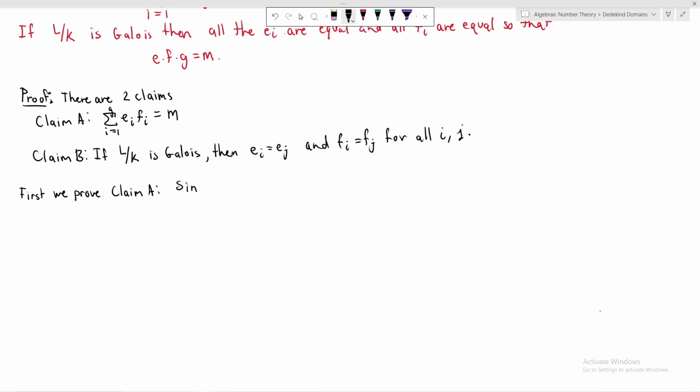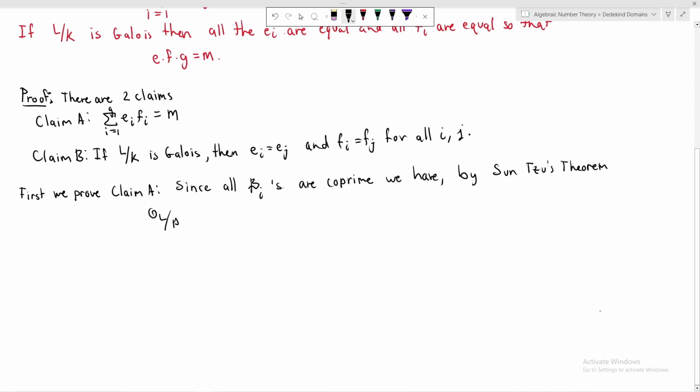So since all these big P sub i's are coprime, because they're distinct primes in our Dedekind domain, by Sun Tzu's theorem, we have the following factorization of O sub L mod P O sub L. I know the factorization of P over O sub L is the product of these P sub i's to the E sub i. So this is going to factor as the product from 1 to G of O sub L mod P sub i to the e sub i.